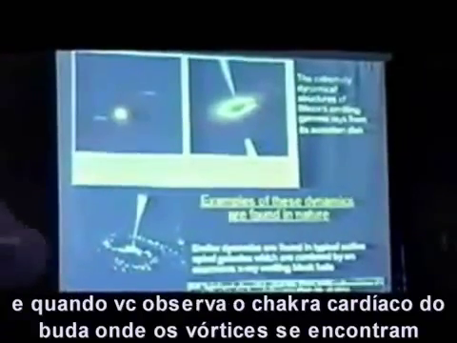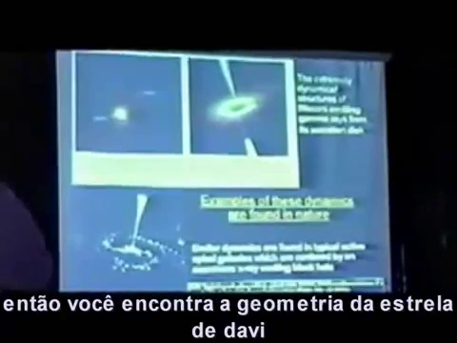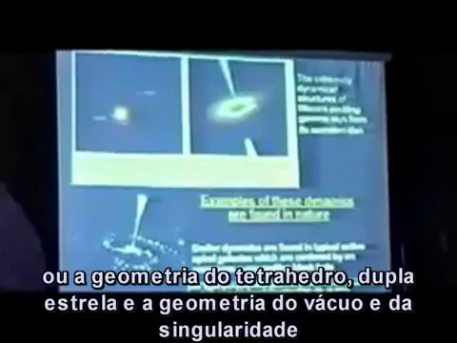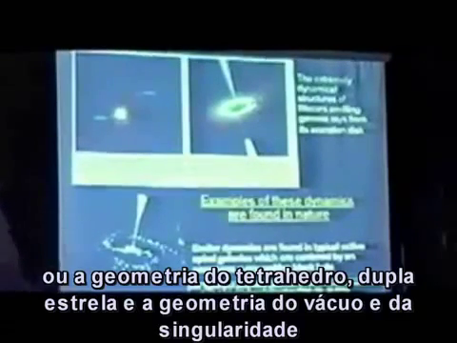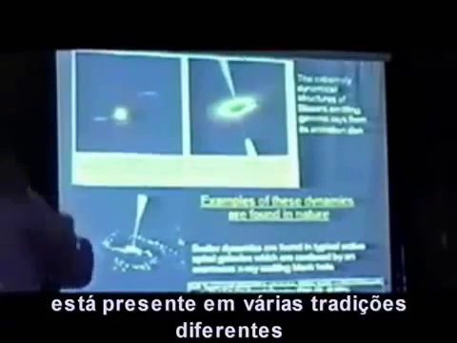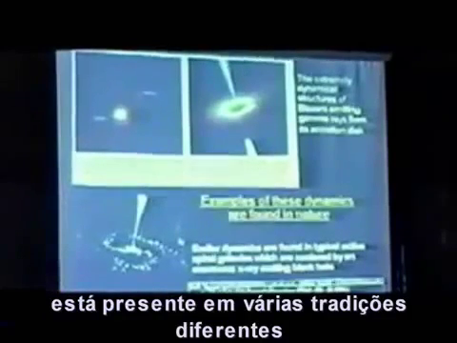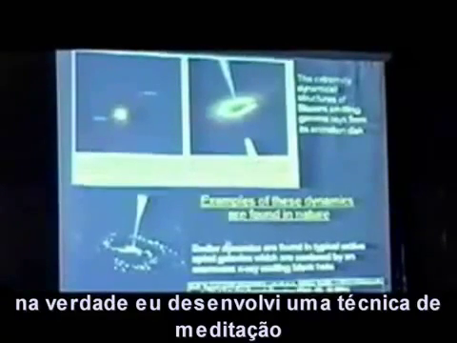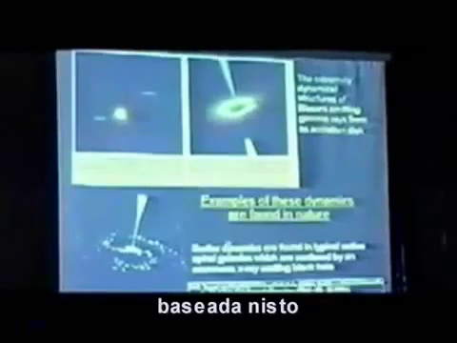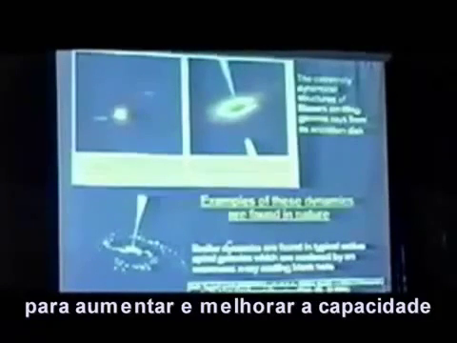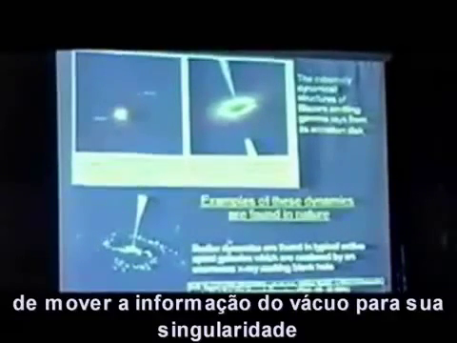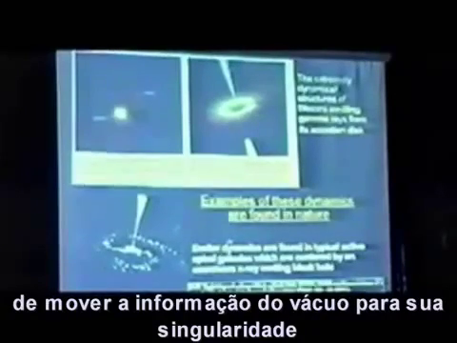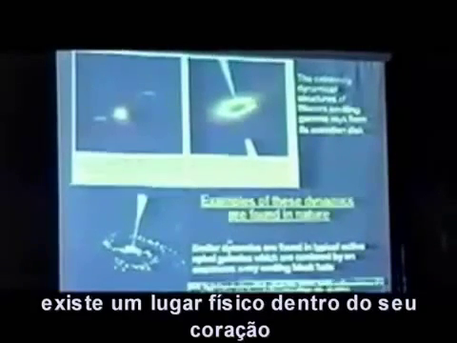And when you look at the heart center of the Buddha, where the vortices meet, there you find the geometry of the Star of David, or the geometry of the double star tetrahedron, the geometry of the vacuum, the singularity. So it's present in many, many different traditions. And actually, I did develop a meditation technique based on this to improve and increase your capacity to move the information through from the vacuum into your singularity.